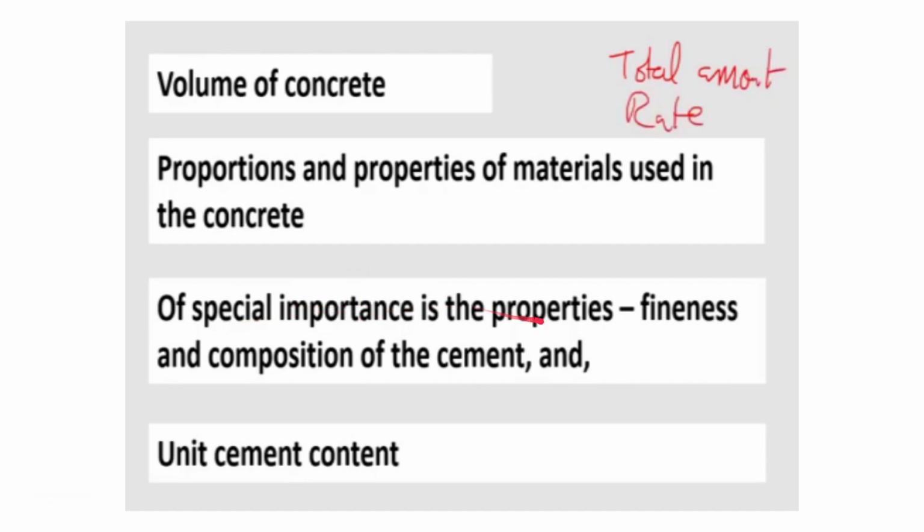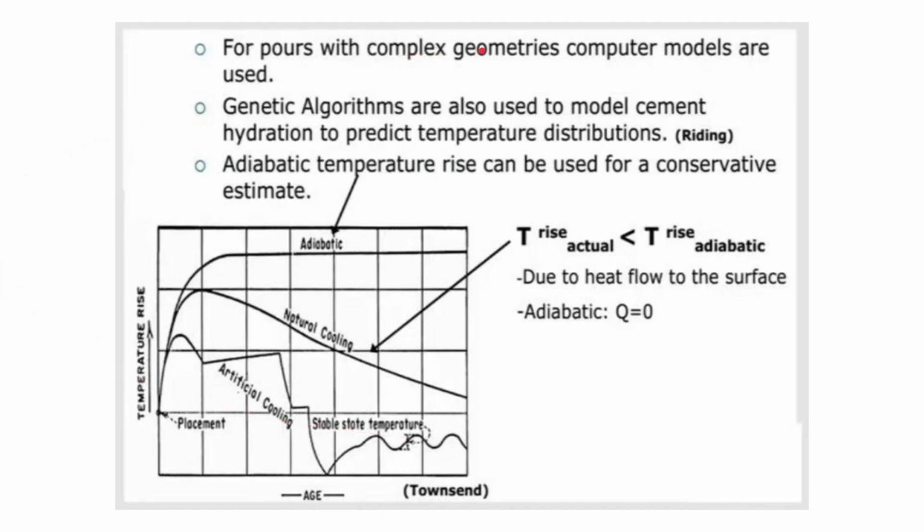Of special importance are the properties, fineness and composition of the cement. As we studied, if we reduce the fineness or increase the particle size, that can be useful. And fourthly, unit cement content. The lesser the cement content, as we just studied, 100 to 120 kg per cubic meter, the better. For pours with complex geometries, computer models are also nowadays used.